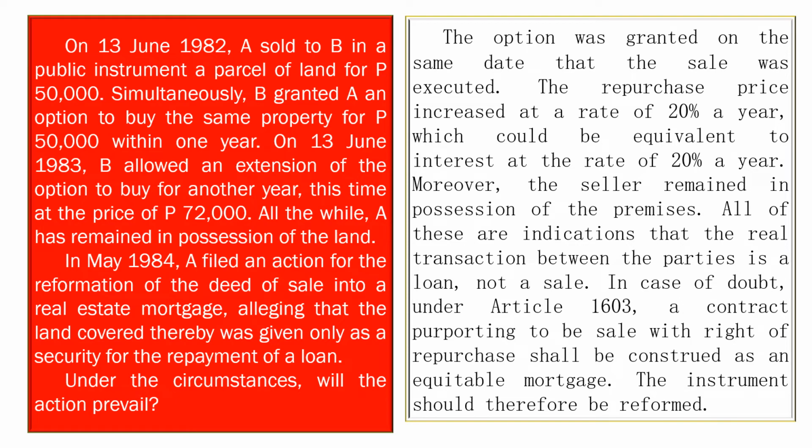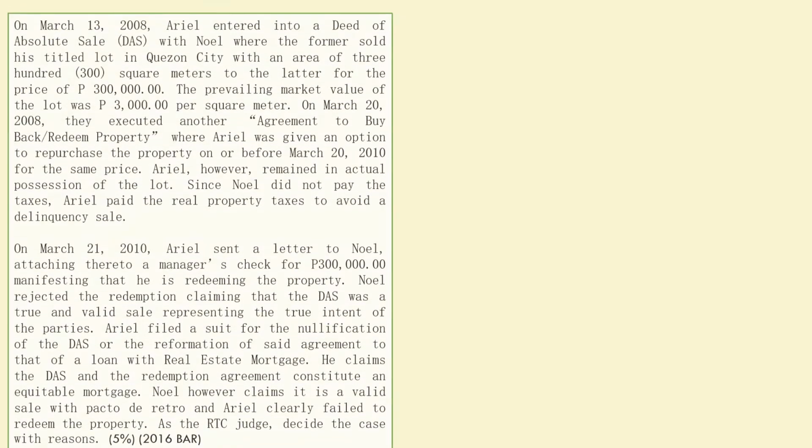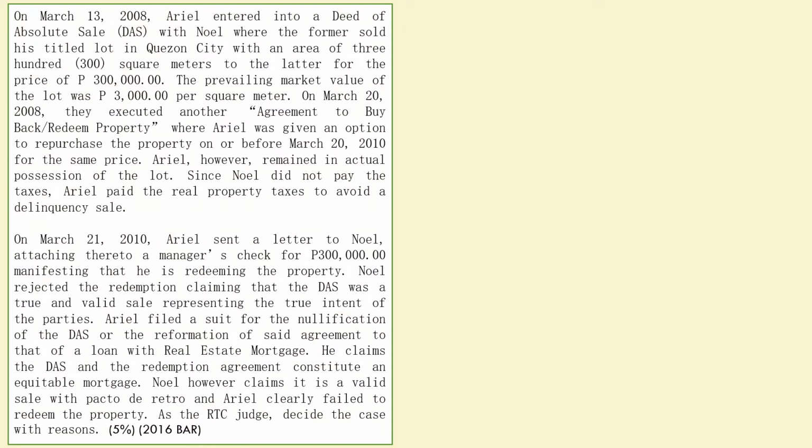And what does Article 1603 say? In case of doubt, if there is a contract purporting to be a sale with right of repurchase, it shall be construed as an equitable mortgage. Therefore, the instrument should be reformed. Another bar question which was asked in 2016, similar to the one we read earlier.